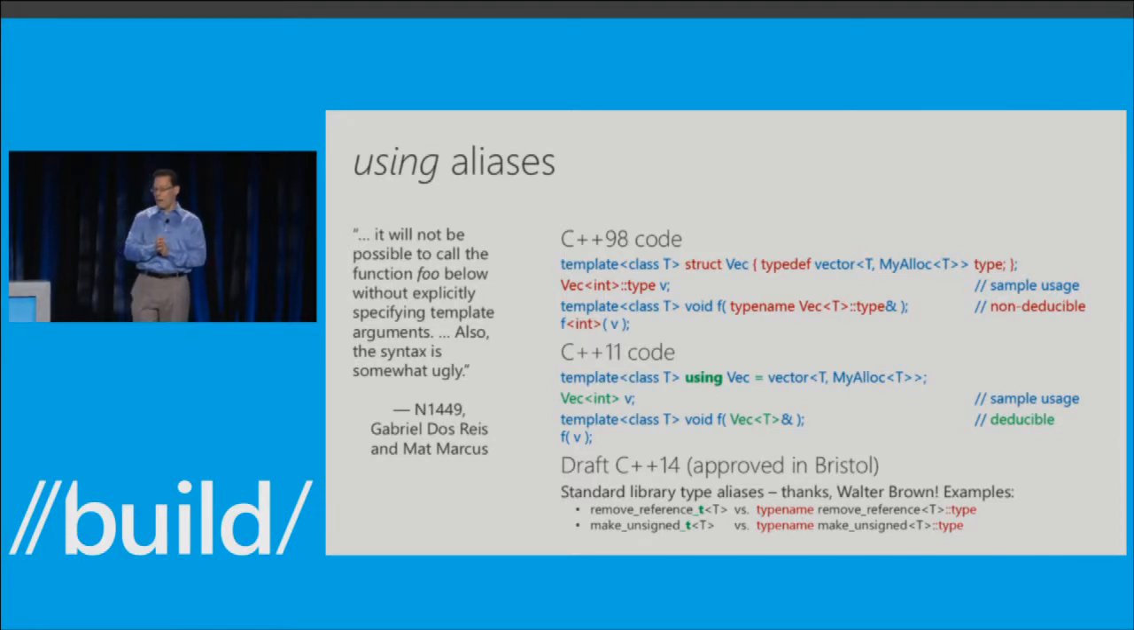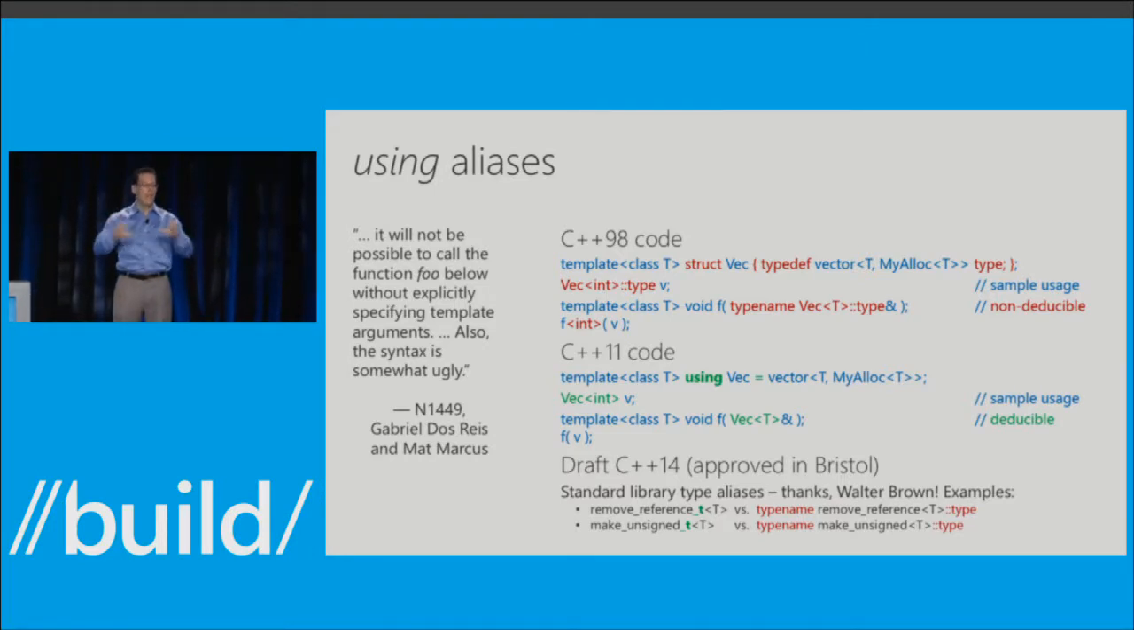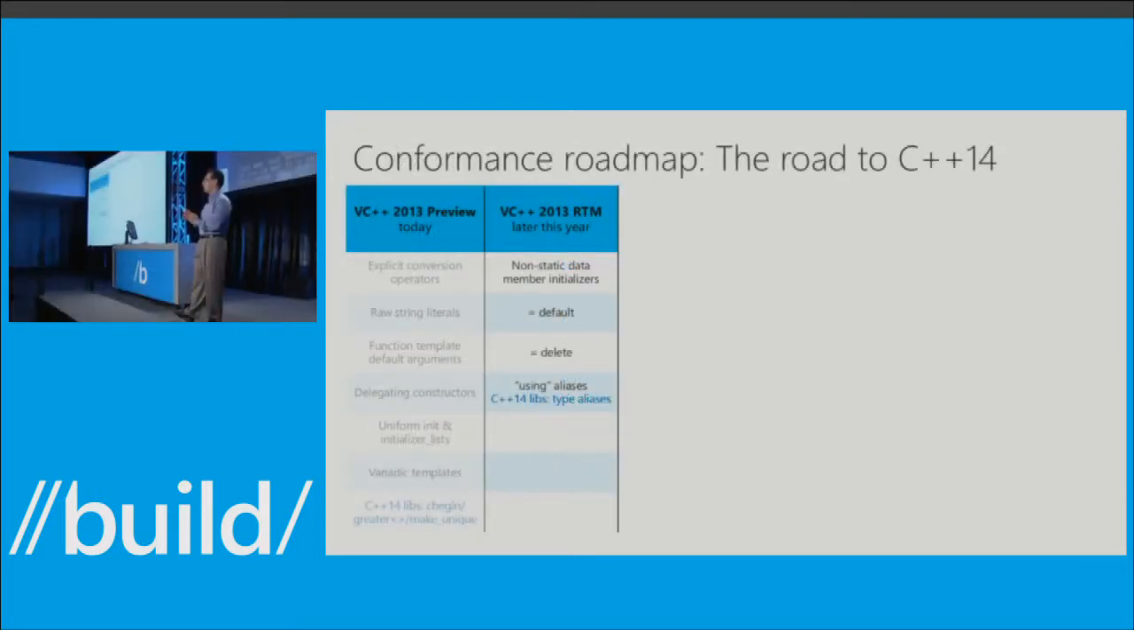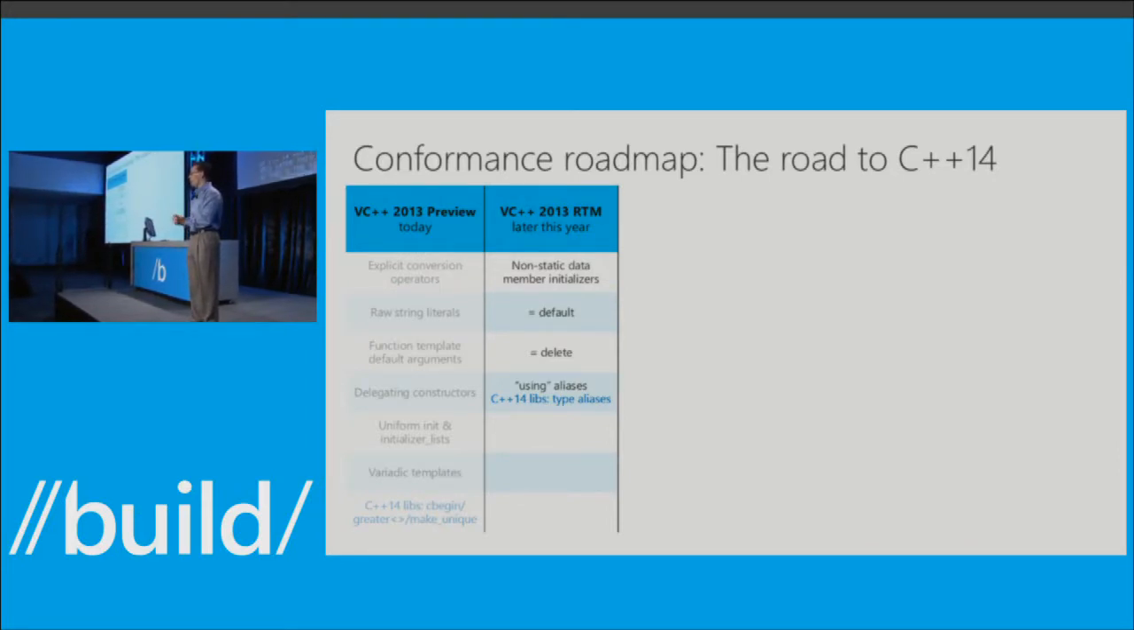And it means that you can drop that typename and ::type from all of the type traits in the standard library and simply write something like make_unsigned_t of T directly. No typename, no ::type. That was just approved as part of C++14, but it's in Visual C++ 2013 later this year. So that's the set of features that you can expect from C++11 and a little bit of 14 in Visual C++ 2013 RTM. That's what's coming next, hence the second column.